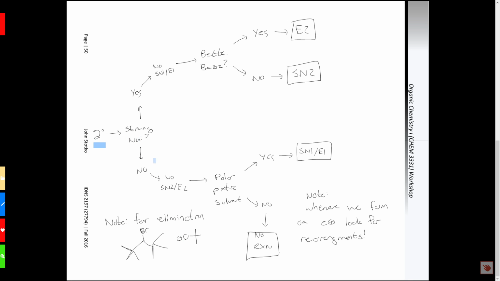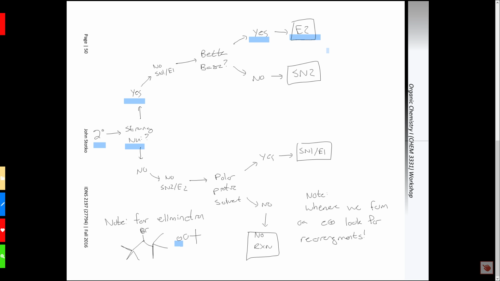Okay, so secondary. This is a strong nucleophile, has a negative charge, so yes, it is a strong nucleophile. Better base? Again, t-butoxide is nice and bulky, so yes, it makes a better base. So we can say E2.